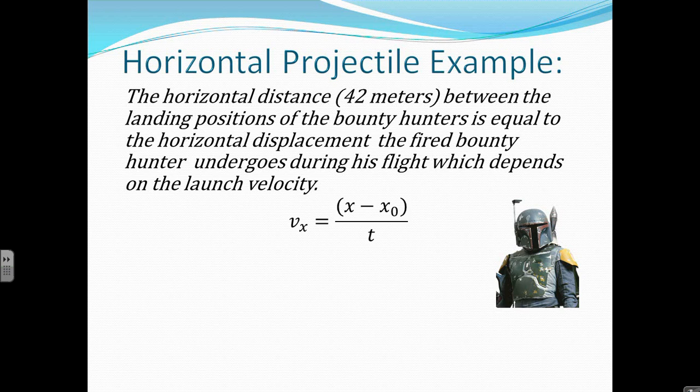That's the velocity. Velocity is equal to the change in position divided by time. And that is 42 meters from the cliff, minus 0, that's the first bounty hunter, divided by 1.75 seconds, which is how long it took either bounty hunter to hit the ground. In solving that, 42 divided by 1.75 equals 24 meters per second.